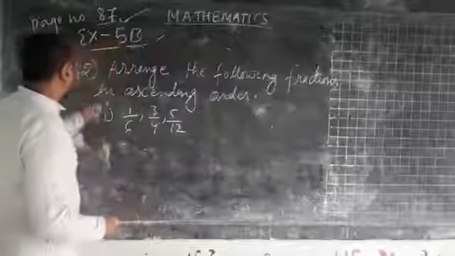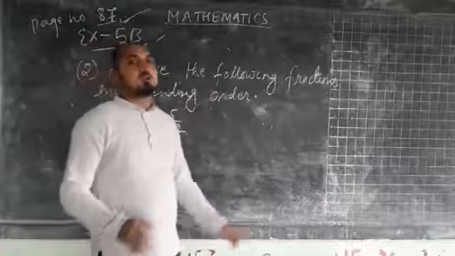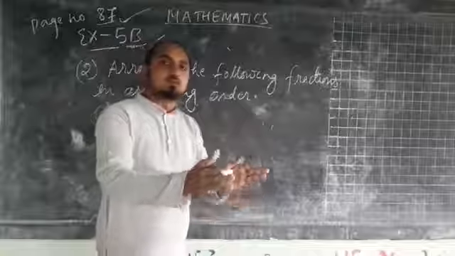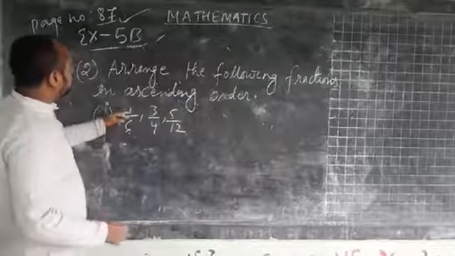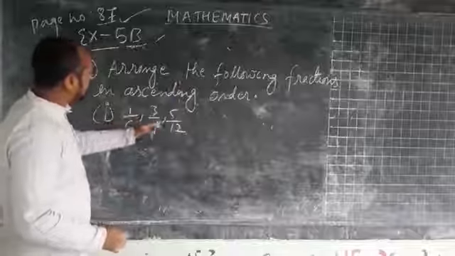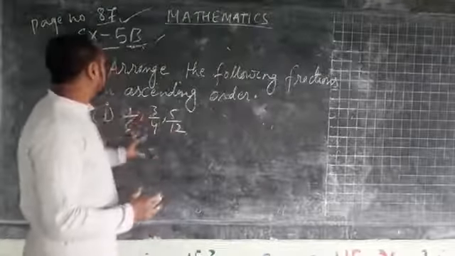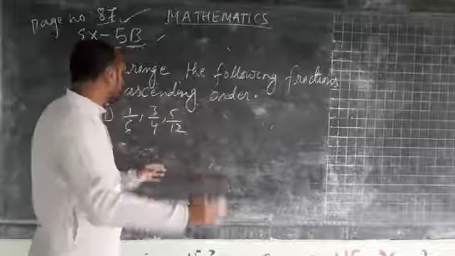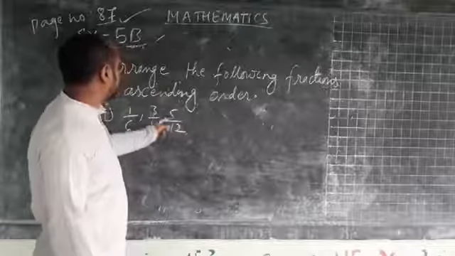The next question we have: arrange the following fractions in ascending order. We know that ascending order means from small to big, from smaller number to bigger number. So the question is given: 1 by 6, 3 by 4 and 5 by 12. So we have to identify which one is the smallest fraction, which one is the next smallest, and in that way we have to solve this.